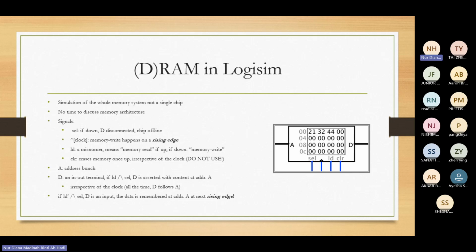Okay. If the signal CELL is down, D would be disconnected and your chip will be offline. Memory write happens at a rising edge of the clock. LD, latched down, is a misnomer, meaning that your memory is reading if up. If down, the memory would be writing. CLR means clear: it erases the memory once up, irrespective of the clock.